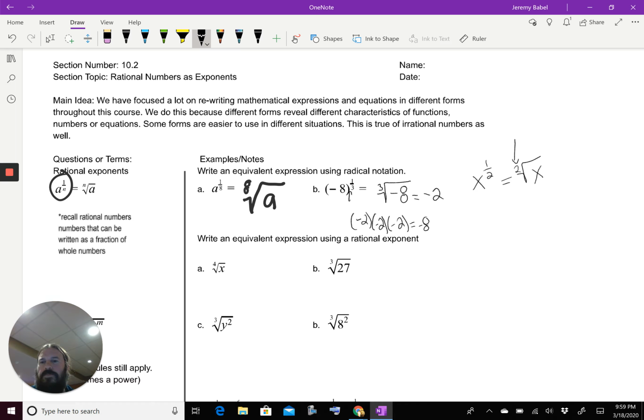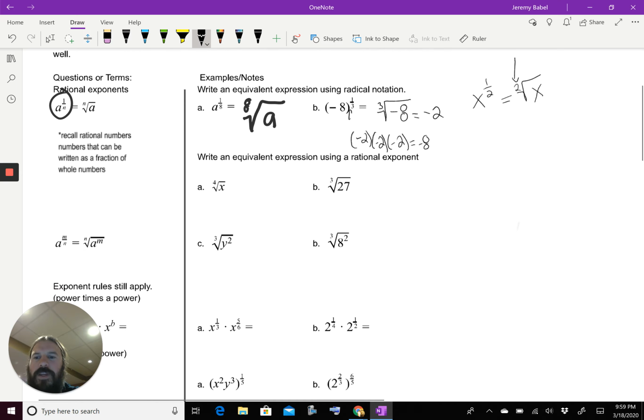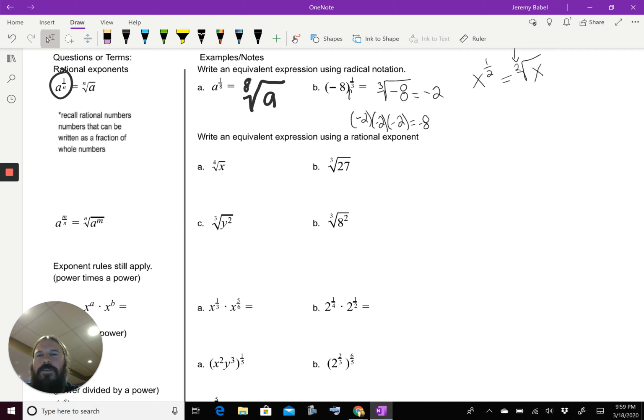All right, so rational numbers, again, are numbers that can be written as fractions of whole numbers, and a rational exponent can be rewritten into a radical form. Just like having a number in its radical form, we can rewrite it in exponential form. We could do the same by taking a number that is in a radical form and rewriting it as an exponent. Personally, I find it a lot of times easier to work with numbers when they're in the exponential form.